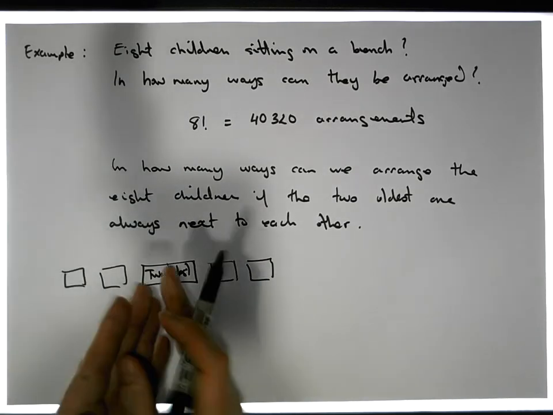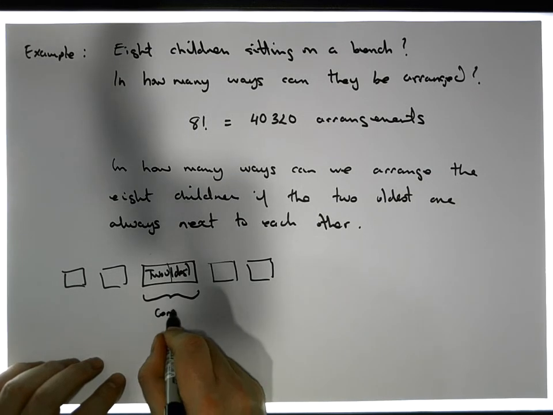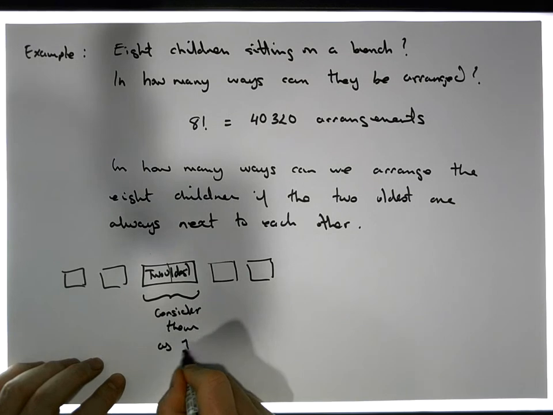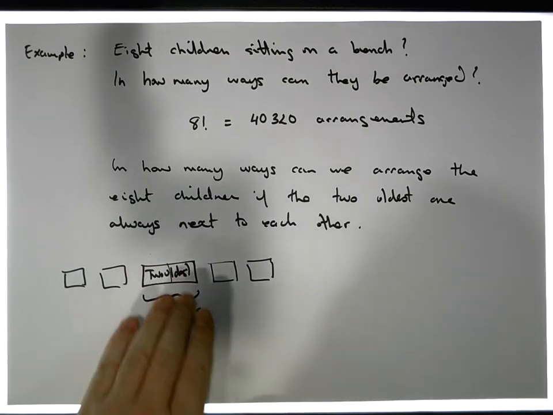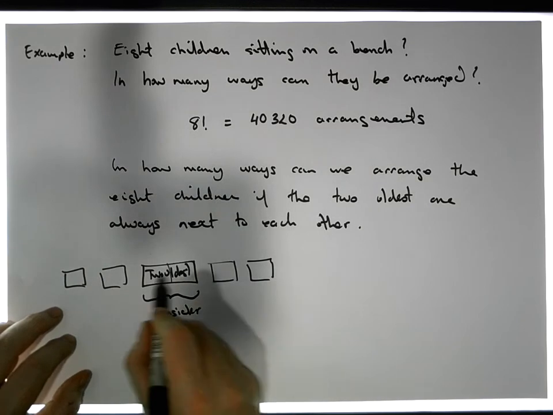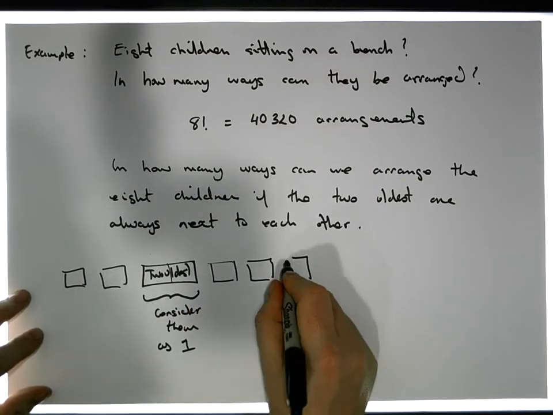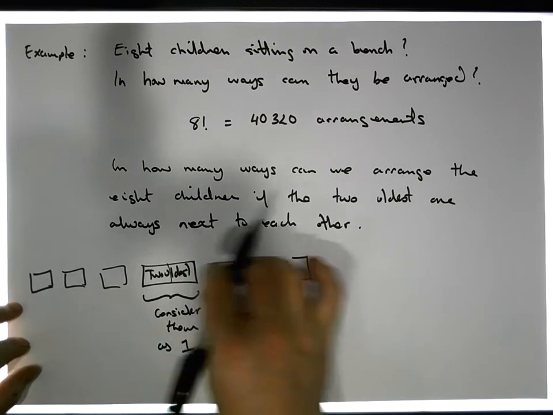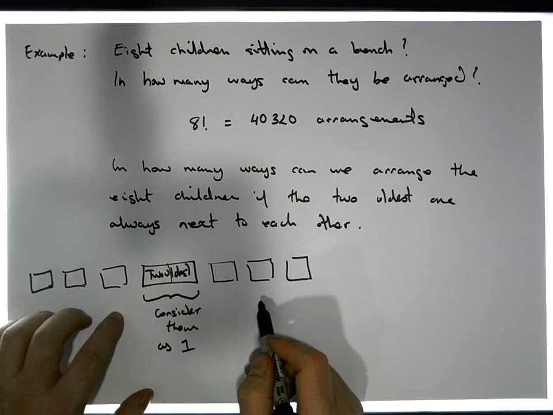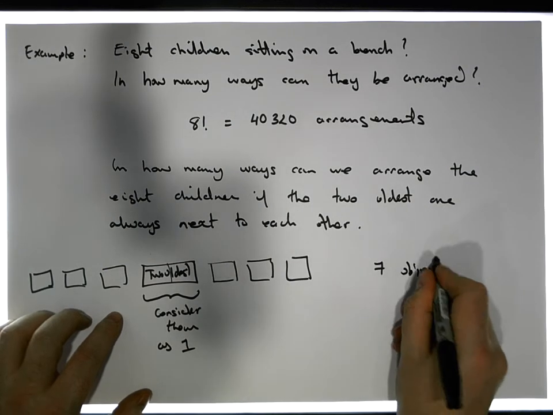So technically, to keep these two kids together, we're going to consider them as one. We just consider them as one child, or one person. If they were the two oldest, then we have 6 remaining. We have 6 other kids that could be anywhere around these two. So in total we now have 7 objects to arrange.